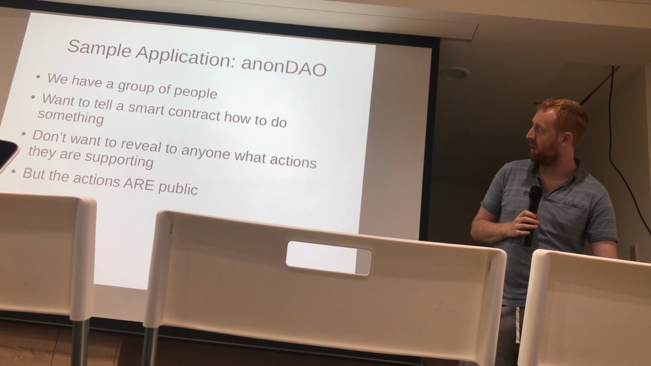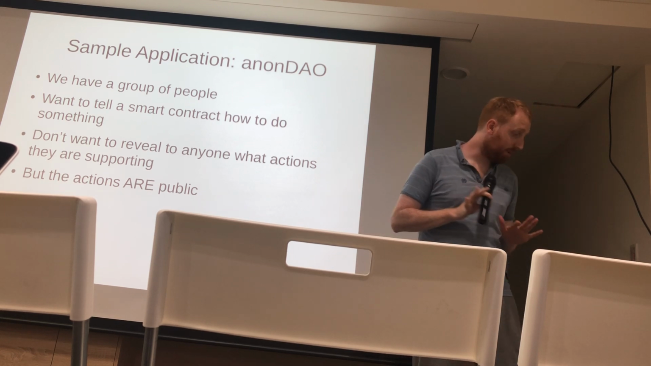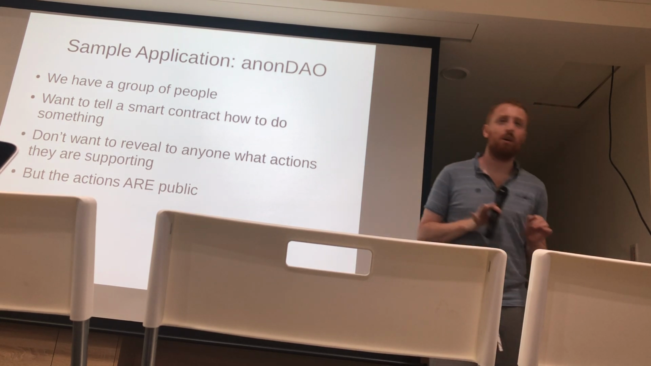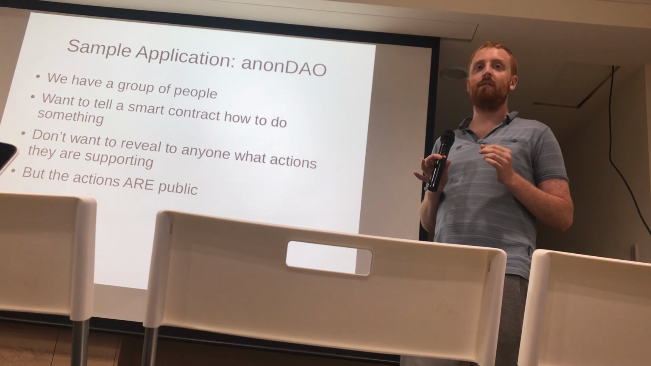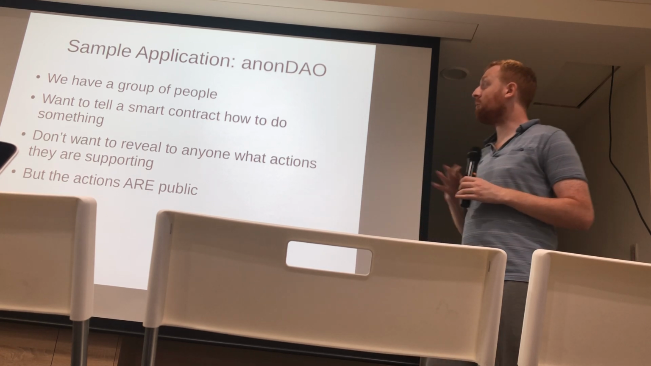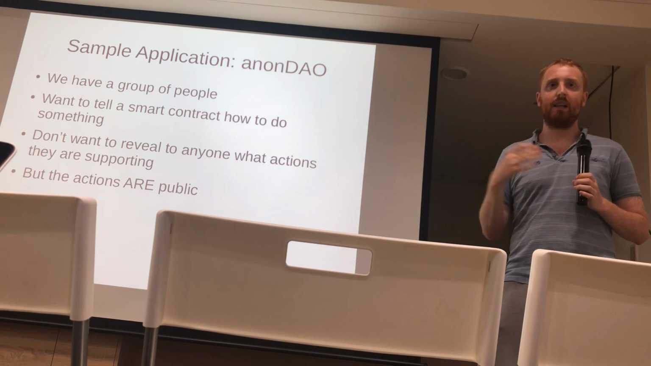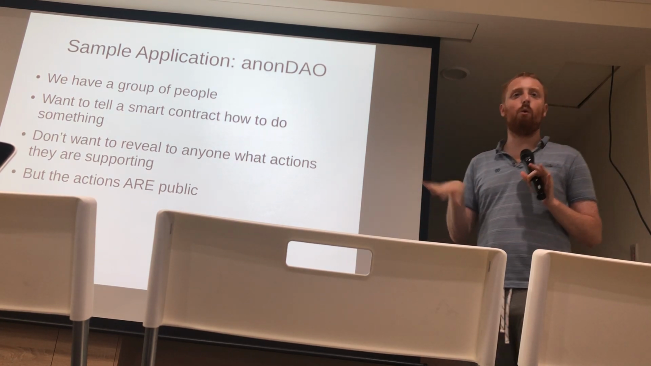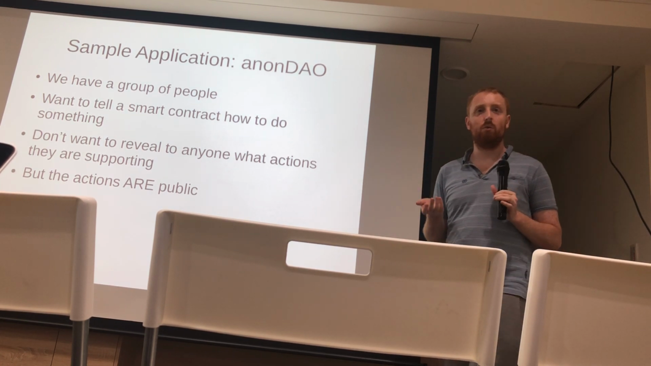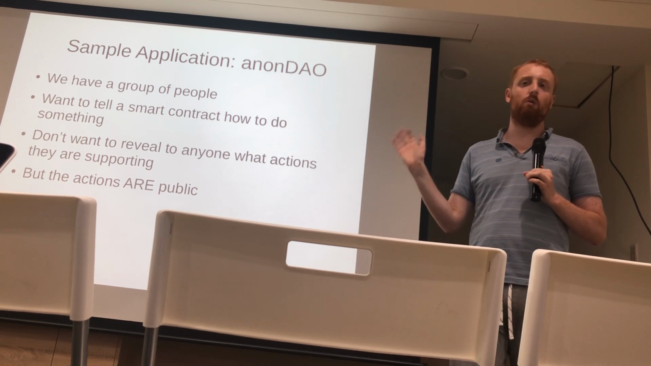Okay, so let's talk about the second sample application, which is anonymous DAO. We have a group of people, and they want to be able to tell a smart contract to do something. They want to have votes about what we should do with this money, where this money should go, or something like that.